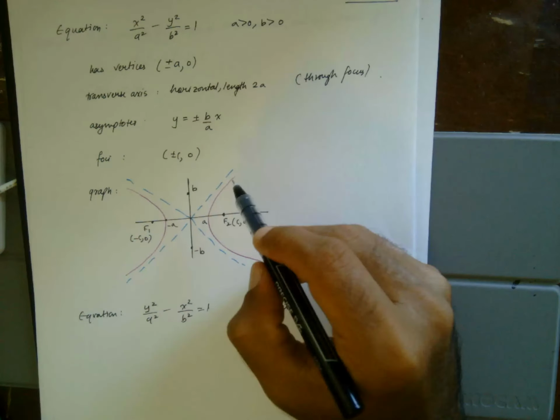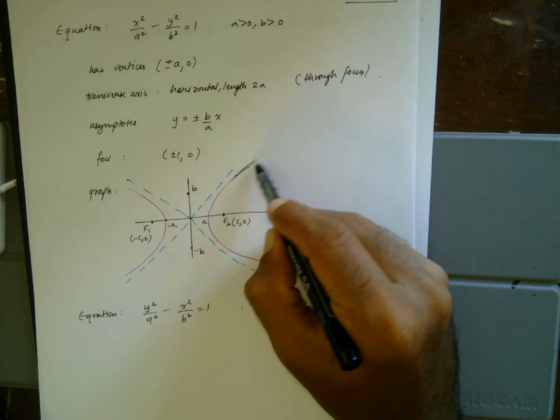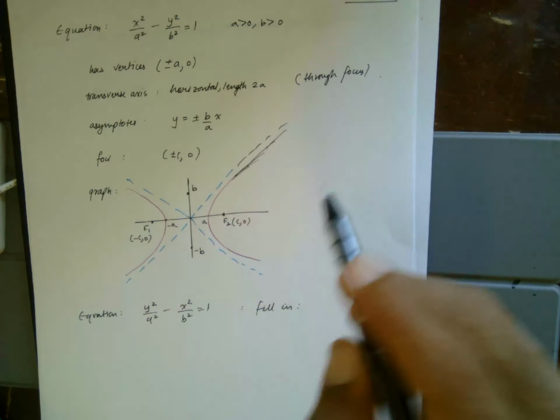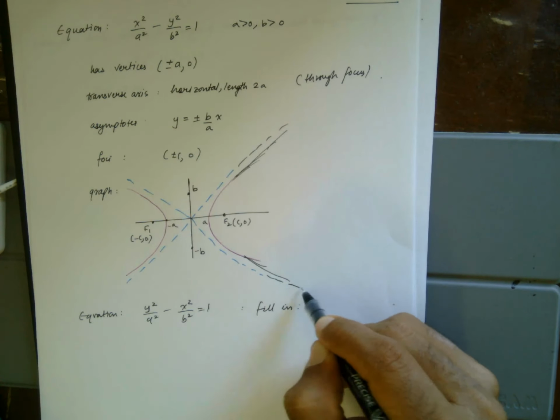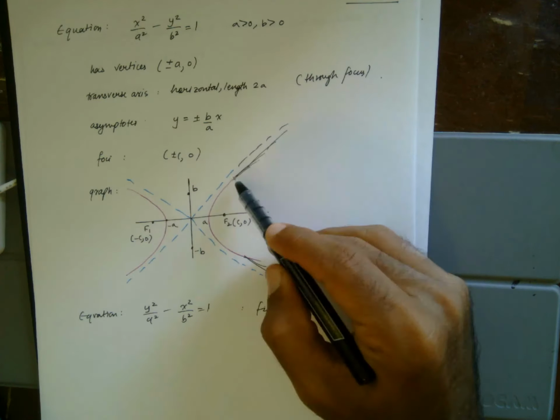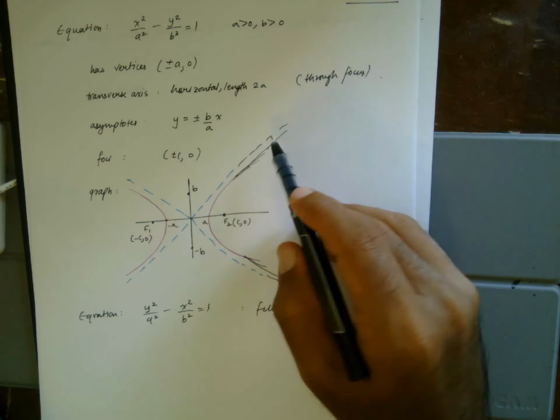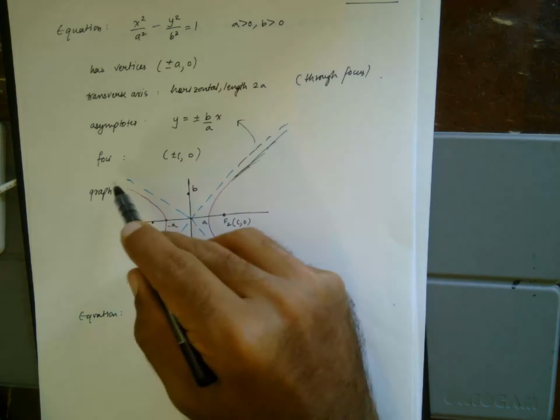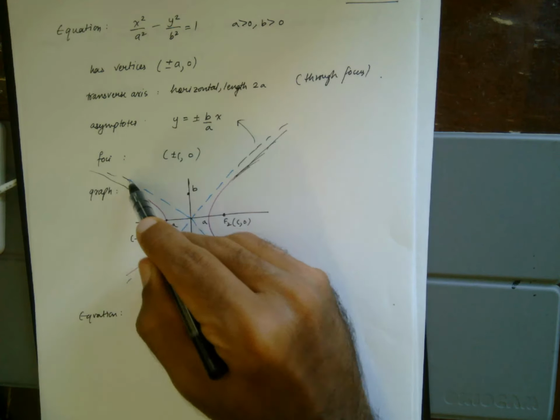Now in this graph, there is this blue line, which, if you extend your hyperbola, it gets closer and closer to, but it never really meets this blue line. That line is called an asymptote, and there are always two of these for each branch.